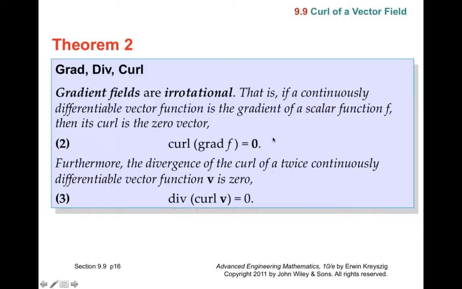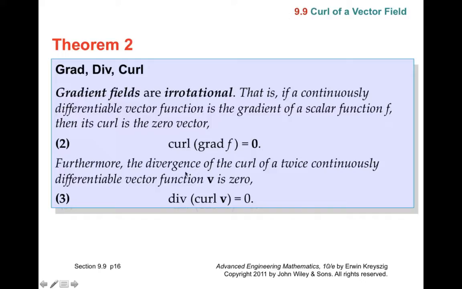So gradient fields are irrotational. What this means is, once you've taken the gradient of a scalar, if you then try to take its curl, the curl is equal to 0. Why is that? Because the gradient is in the direction of maximum change, and once you've taken the gradient, you've taken out the rotation in the field. So there is no rotation, so the curl is 0, because remember, the gradient is a derivative.